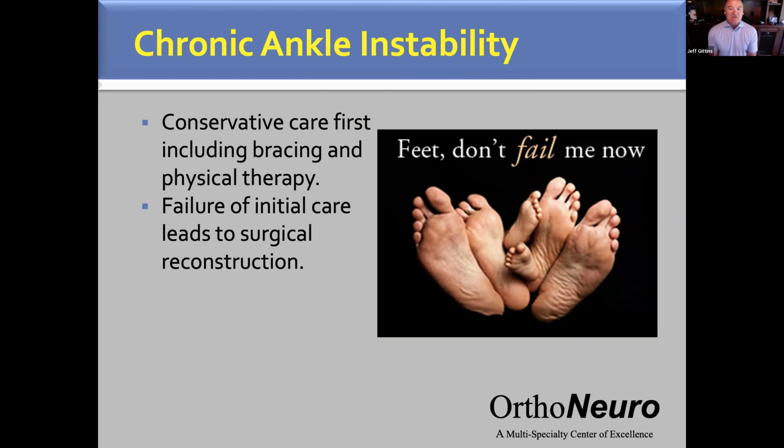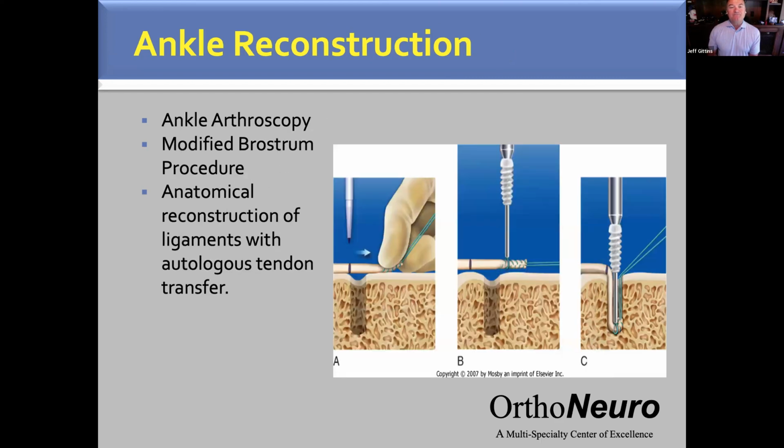You typically want to do conservative care for them at first, trying to brace them and doing some physical therapy to rehabilitate them. But sometimes they fail that as well, and that's when you have to consider doing surgery for them. When it comes to ankle reconstruction, there are several very important aspects of reconstructing someone's ankle. Ankle arthroscopy is one of those things. That's where you put a camera inside someone's ankle joint to visualize it so you can take care of any type of pathology that may exist inside of the ankle joint.